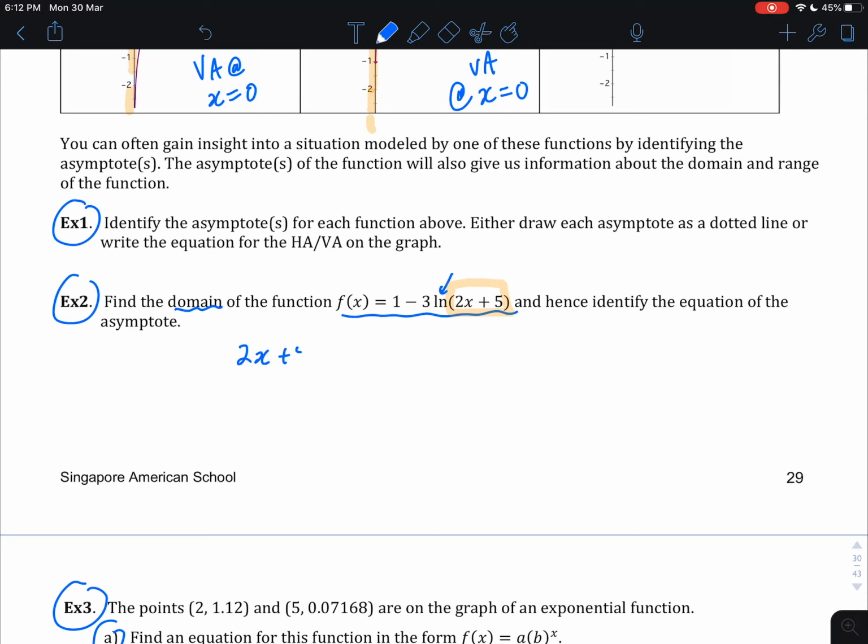And so essentially what we need to do is solve the inequality 2x plus 5 greater than 0, and that will give us our domain.